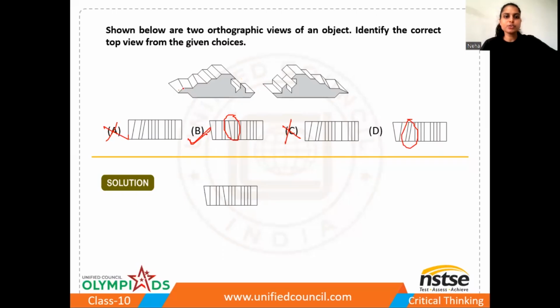This one is like 1, 2, 3, 4, 5. So 4 and 5, I can see that this part is small and this part is bigger. Perfect. Now in this, this part is small, but this part is very big. So I can say this is not right. Option B is the correct answer for this given question.